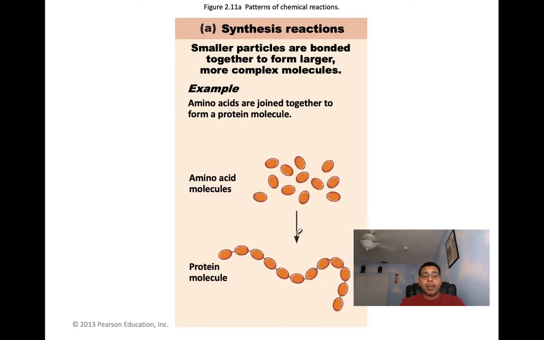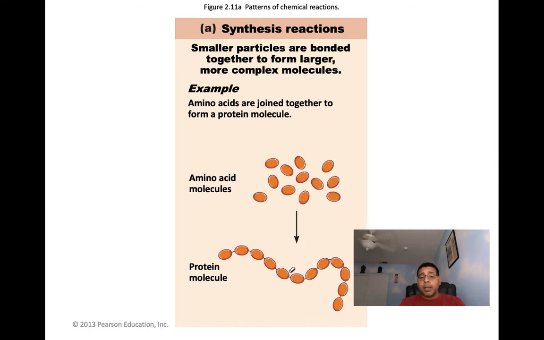Here we can see exactly that. Here's a synthesis reaction. We're going to synthesize a protein molecule. How do you synthesize protein molecules? Right? We learned in like 7th grade, amino acids are the building blocks of proteins. So we get amino acids and we start putting them together. When we start putting amino acids together, we construct proteins. And this is an example of a synthesis reaction.